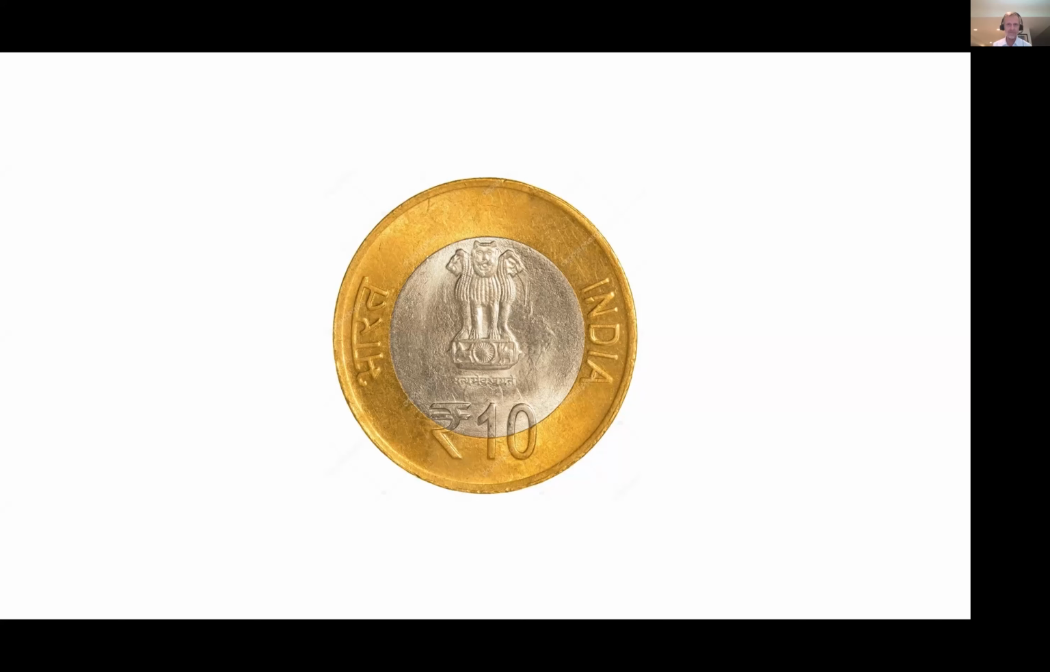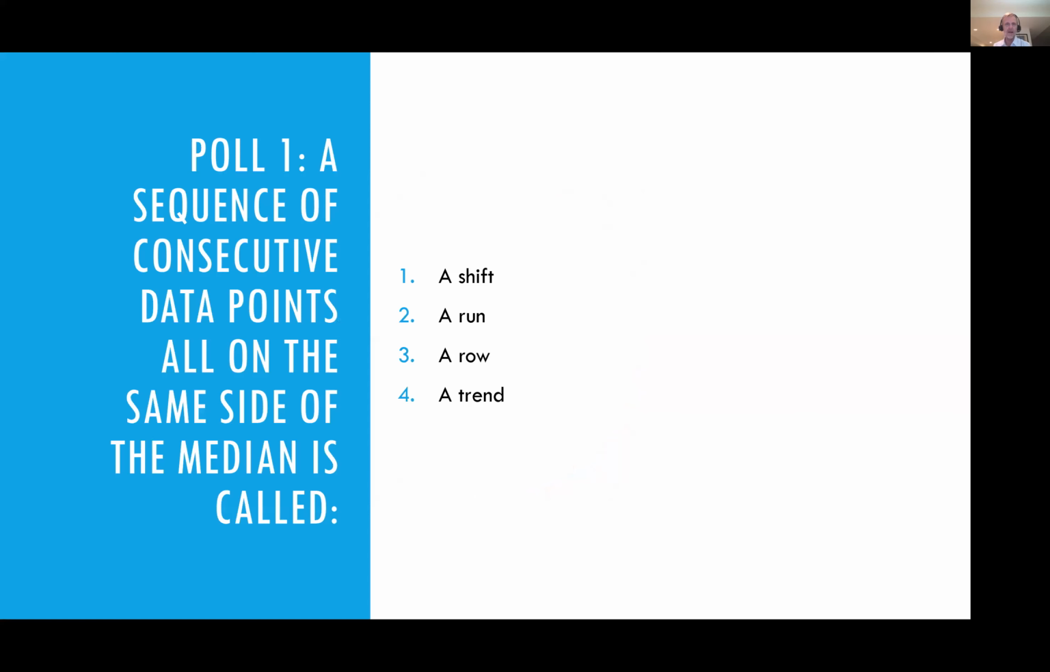So we have some poll questions through here. This is the first question on the poll. If you have a sequence of consecutive data points all on the same side of the median, what is that called? And Dr. Sonam can put the question up and we'll give everybody about 30 seconds to answer it. Just multiple choice, if you can put in your answer for what this is called.